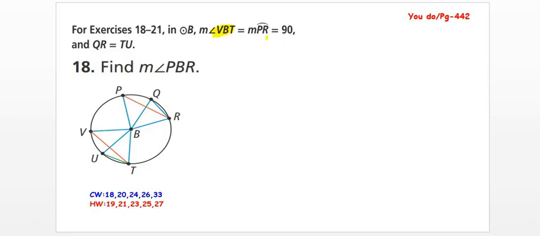Here is the next question, for exercises 18 to 21 in circle B. Angle VBT and arc PR have the value 90 degrees. Whenever they say angle VBT, look at the diagram here, it's actually the central angle. So the central angle here is 90 degrees, and they are talking about this arc PR, which is also 90 degrees. QR is equal to TU. Right now we don't need this for question number 18, maybe we need this information for the next questions. Next they want us to find the measure of angle PBR. Better pause the video here, get the value, and then play the video to check your answer.